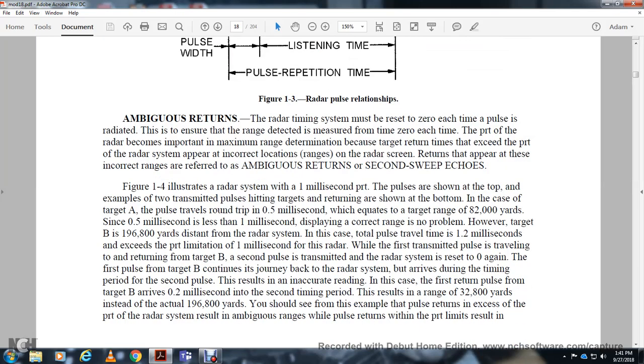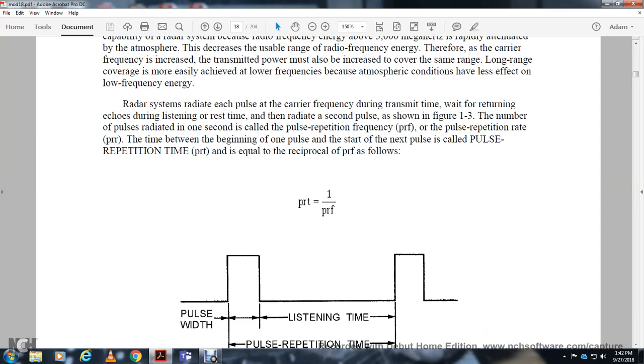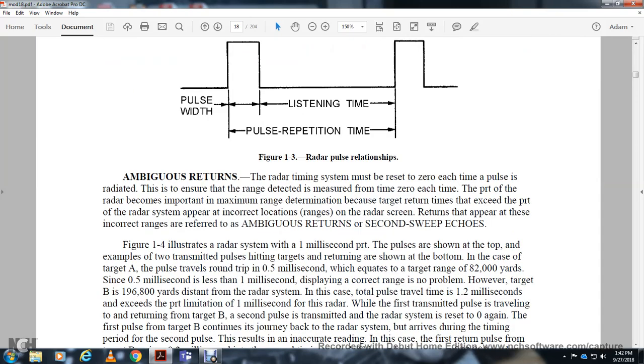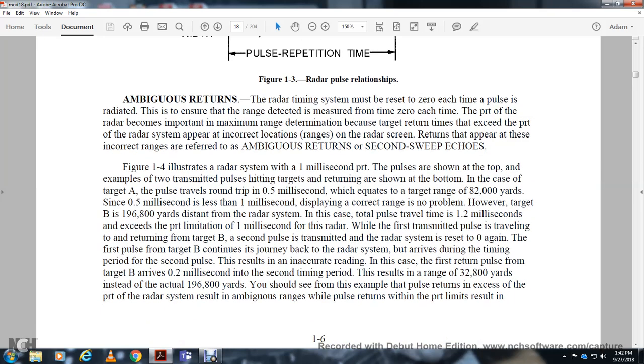Ambiguous returns. The radar timing system must reset to 0 each time a pulse is radiated. The distance for radar ranging is detected by measuring the time from 0 for each pulse repetition time. This is important for maximum range because a target return with a time that exceeds the pulse repetition time can cause the radar system to display an incorrect range on the radar screen. A return with an incorrect range is referred to as an ambiguous return, or second sweep echo. Figure 1-4 illustrates a radar system with a 1 millisecond pulse repetition time.